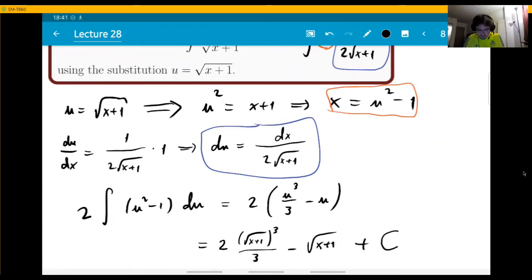And that's your final answer. I forgot the parentheses for the number 2 multiplying the 2 functions.